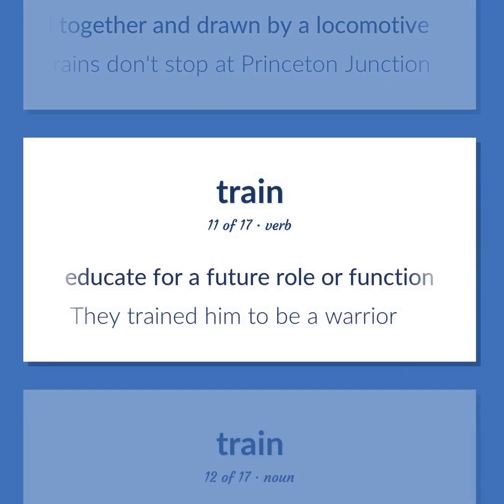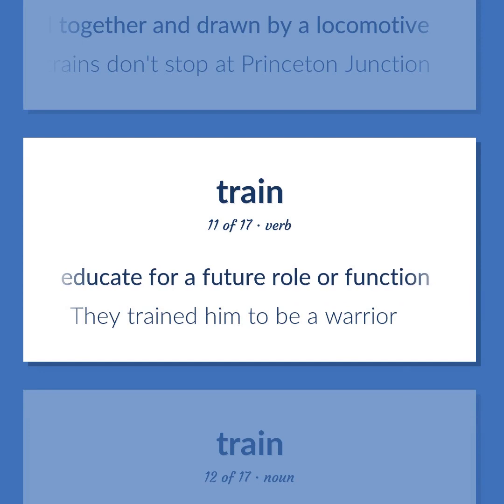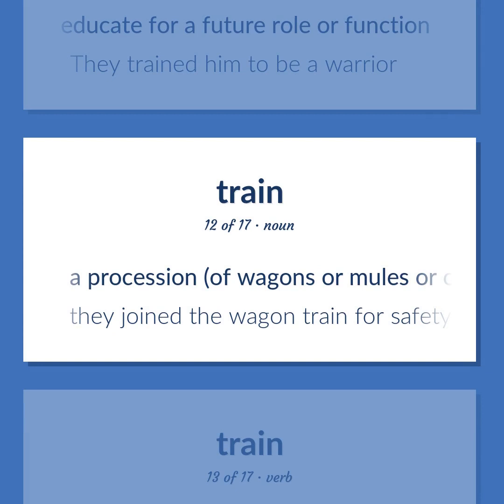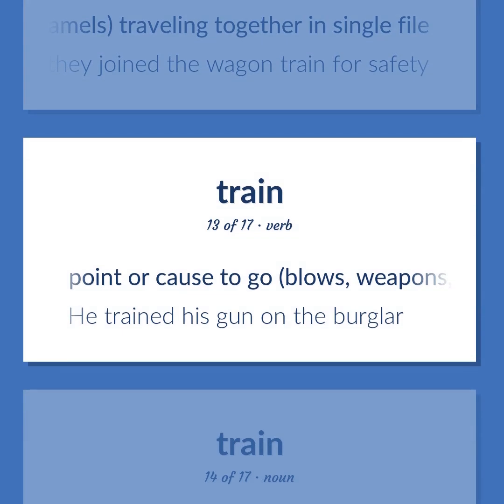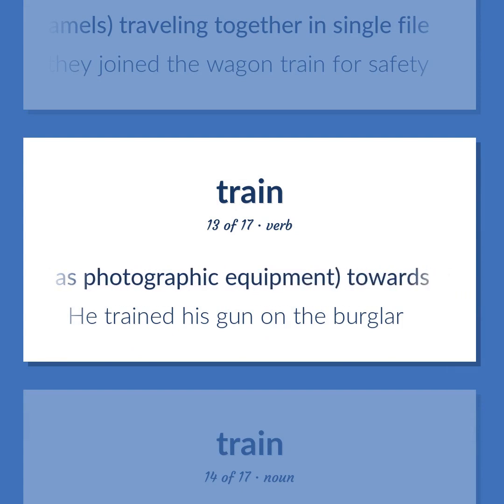Educate for a future role or function. They trained him to be a warrior. A procession of wagons or mules or camels traveling together in single file. They joined the wagon train for safety. Point or cause to go blows, weapons, or objects such as photographic equipment towards. He trained his gun on the burglar.